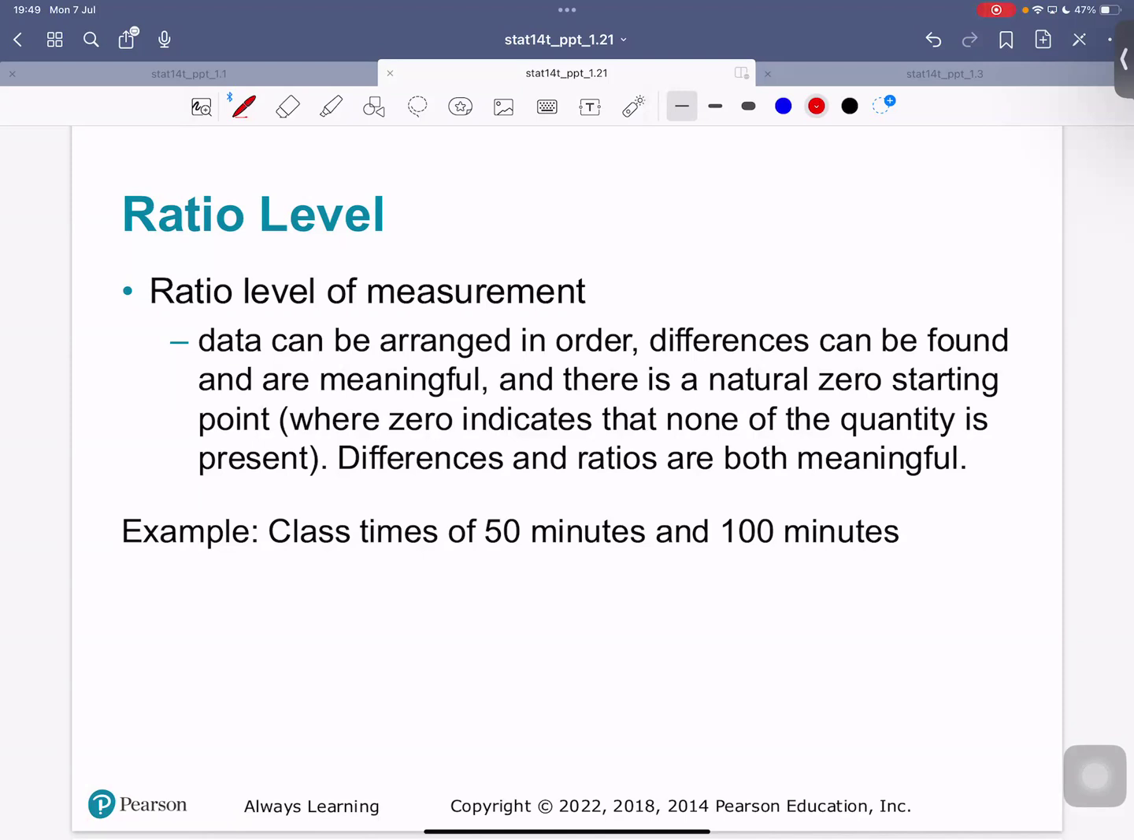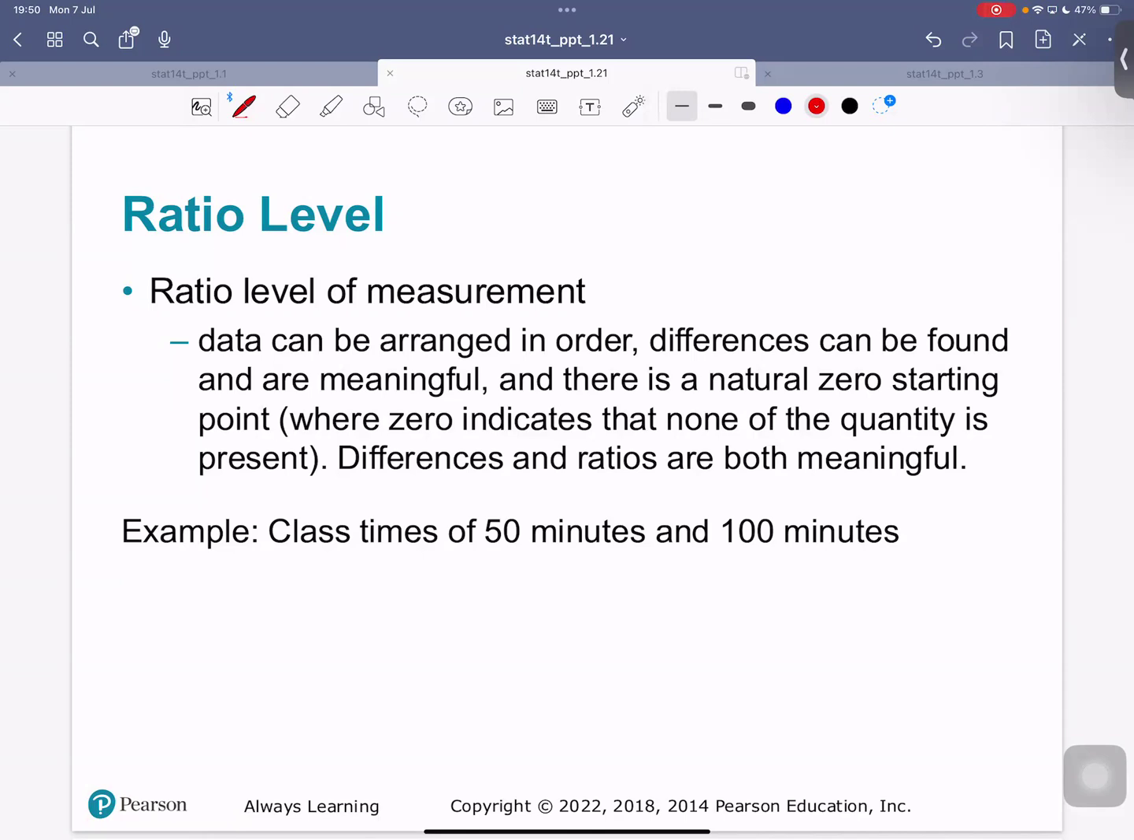And the ratio shows that, okay, maybe the meeting time of the first class is double that of the second class, right? Do you agree with me? So that's why it's called the ratio level. The interval one has no zero. It cannot start from zero, I think. Oh, yeah, and there is a natural zero starting point.